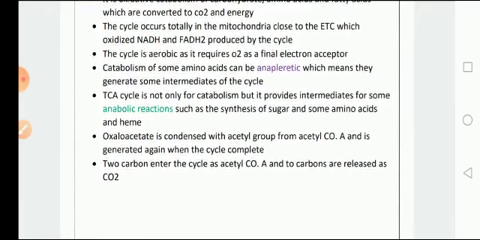This cycle occurs totally in the mitochondria in order to be close enough to the ETC. The ETC actually is located in the inner mitochondrial membrane, so that NADH and FADH2, which would be produced by the cycle, would enter the ETC to be oxidized. And that's why the cycle is aerobic, so it means oxygen as the final electron acceptor.